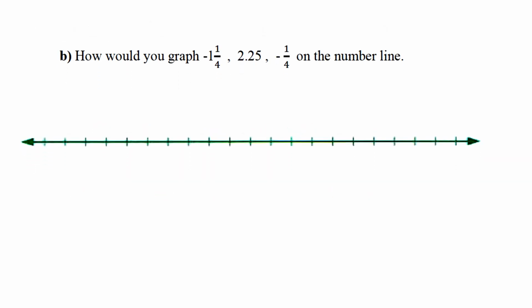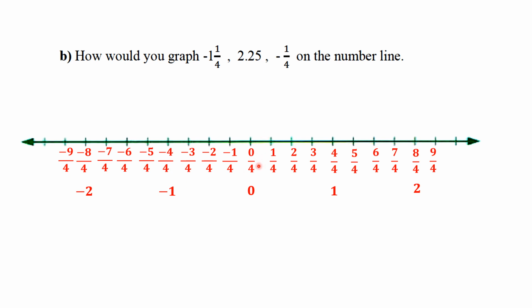Letter B, how would we graph negative 1 and 1 over 4, 2.25, and negative 1 over 4 on the number line? First, we will divide the number line into quarters, or 1 over 4. So we will get 0 over 4, 1 over 4, 2 over 4, and so on. We get 1 at 4 over 4 and 2 at 8 over 4. Negative 4 over 4 equals negative 1, and negative 8 over 4 equals negative 2.